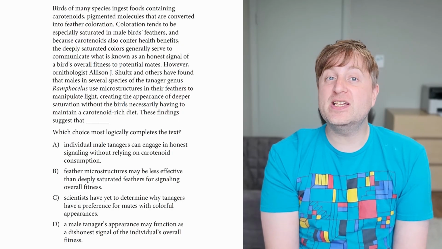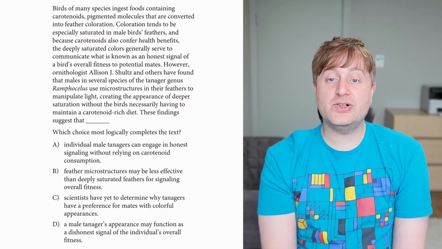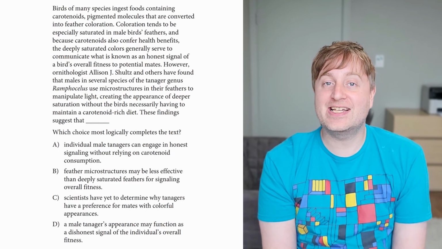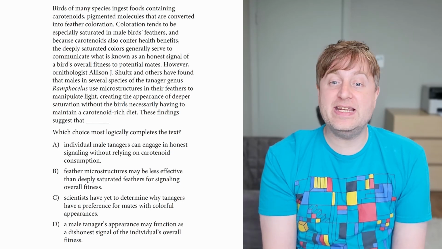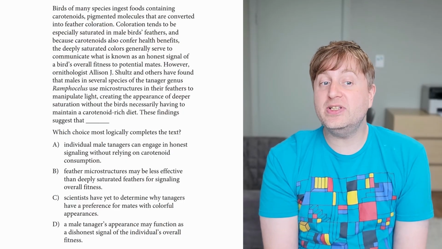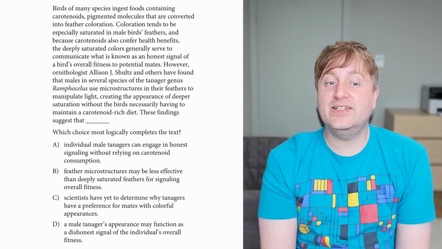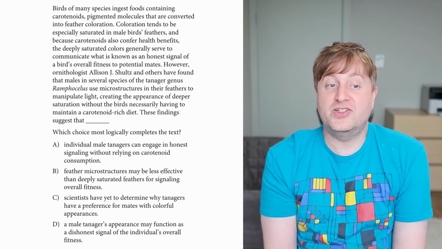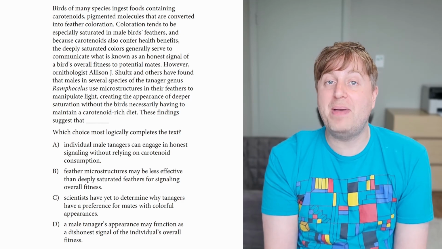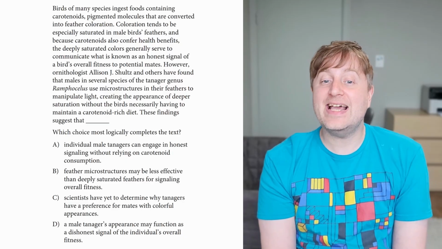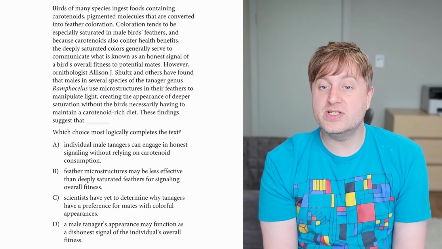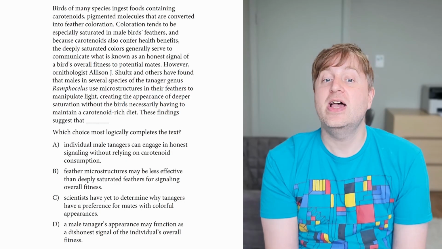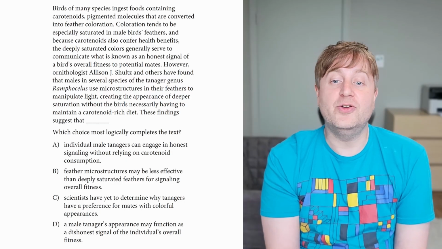Instead, let's focus on transitions, and particularly the "however" in the middle of this text. So the first half of the text ends with the observation that deeply saturated colors are usually considered an honest signal of a bird's overall fitness, as they come from these carotenoids, which also confer health benefits. But in the second half, we can see that certain birds, tanagers, can find a way to create saturated colors without all these healthy carotenoids.